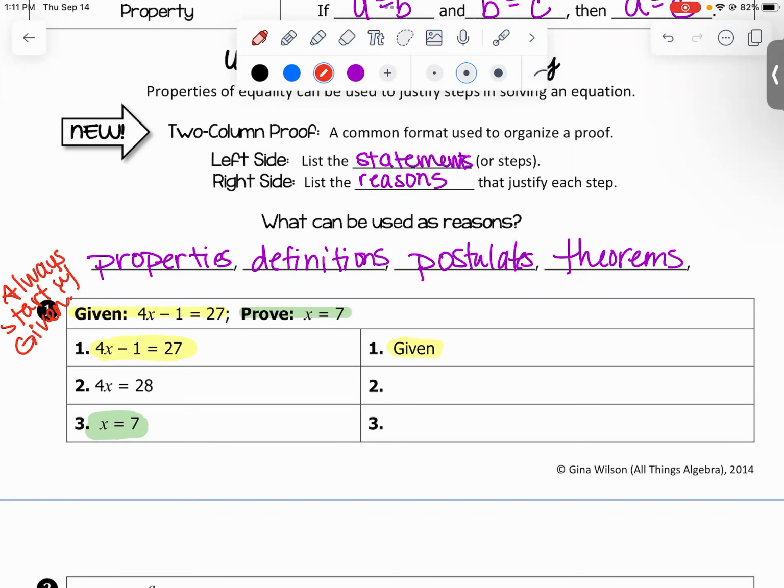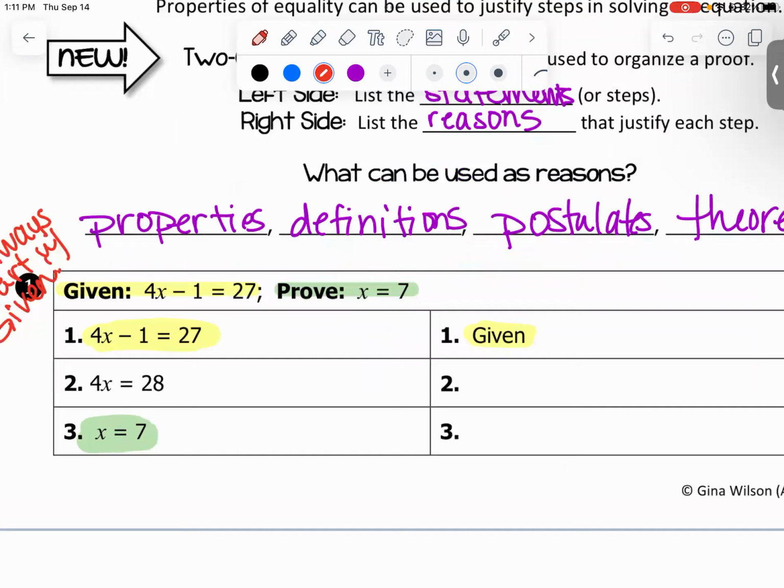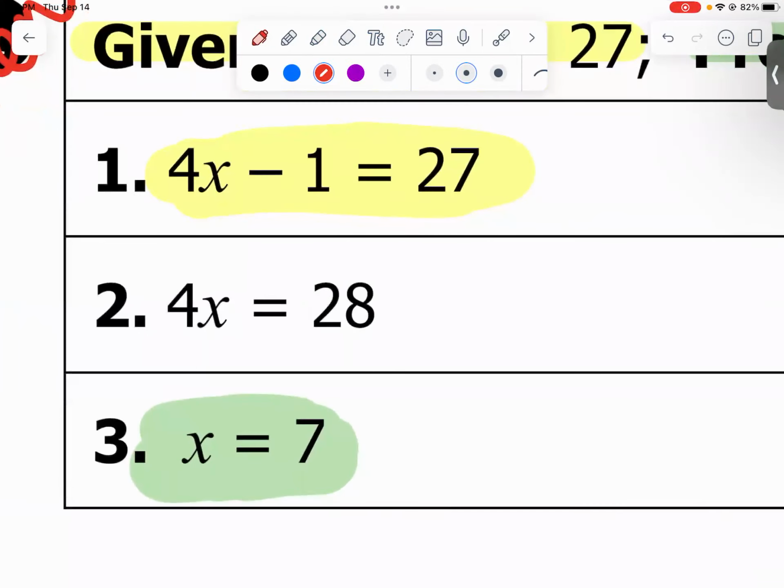Now, what's going to happen? We're going to practice this just using algebra. So we want to solve for X. We know that X is going to be 7. We have to prove that that's true. So if I want to solve this, 4X minus 1 equals 27, what could we do to both sides?